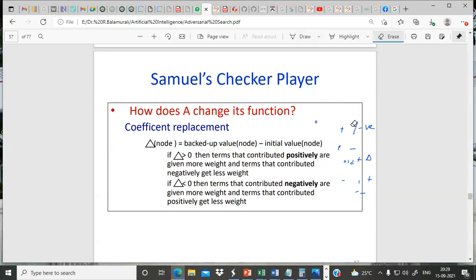It also depends on the player. The max player always wants to increase the output, and the min player always wants to decrease the output. So here is an example. Let us assume that the del of a particular node is calculated like this: the backed up value of that particular node, the new backed up value, minus the initial value of the node. Now, if this value is greater than 0, then what does it mean? We are seeing all these things from A's perspective.